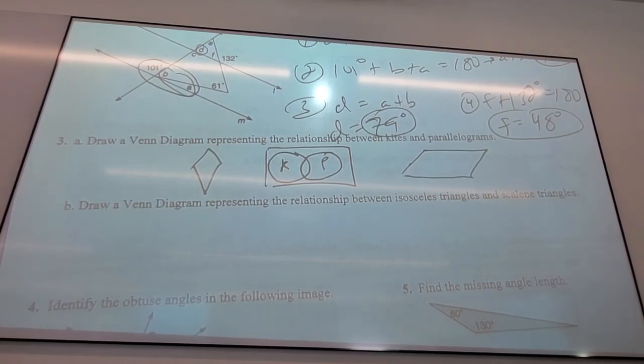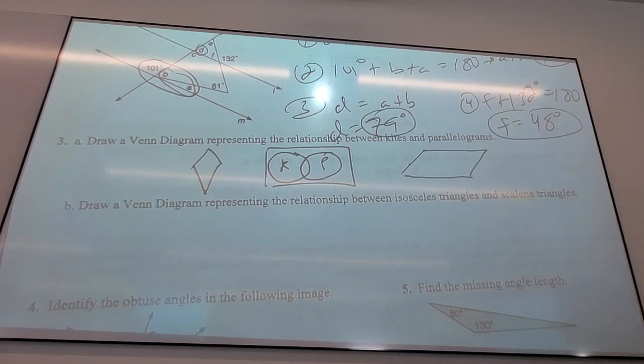So wait, for those types of questions, are we only writing the K and the P, or are we actually putting the kite and the parallelogram? On the quiz, I gave you the Venn diagram, and it said draw images. Here, I'm just saying draw a Venn diagram. That is a Venn diagram.